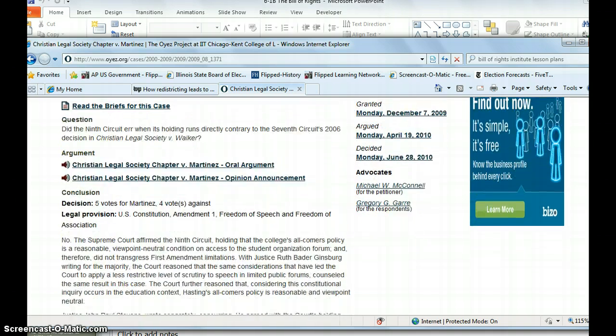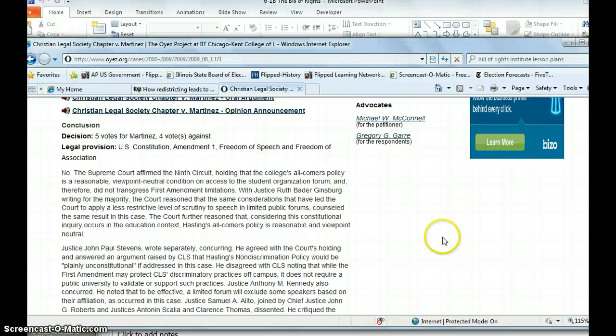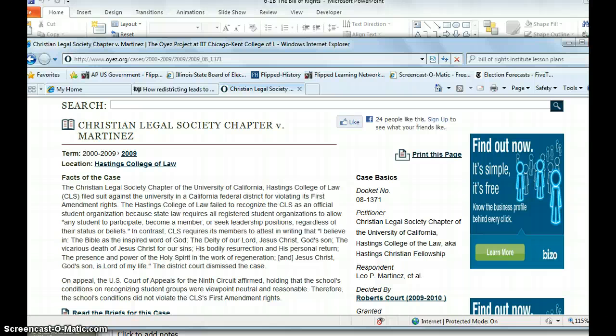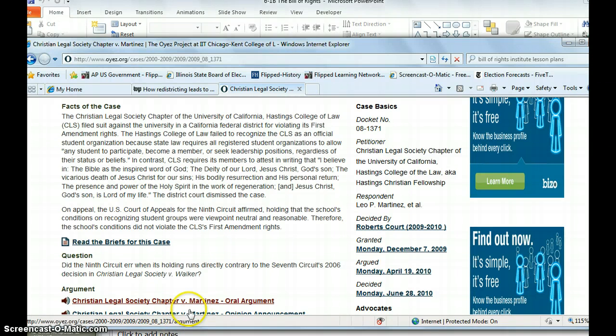And in the end, the Supreme Court affirmed the Ninth Circuit, saying that the college's all-comers policy is a reasonable, viewpoint neutral condition on access to the student organization forum, and therefore did not transgress First Amendment limitations. So you see a couple of things in there. Martinez is the president of the school, so I kind of screwed up when I said that earlier, so I apologize. So we see a whole bunch of concepts here. This is how a court case goes all the way through the process.